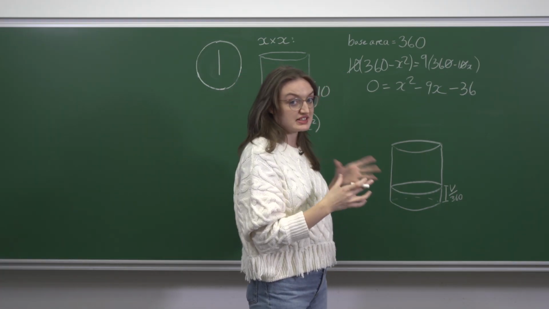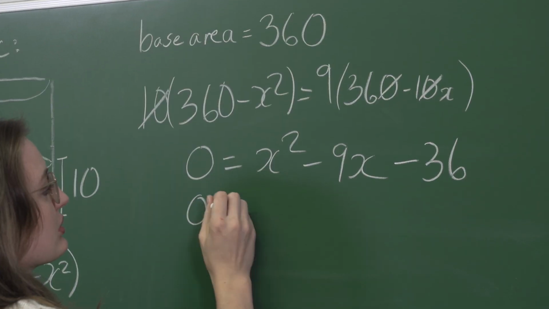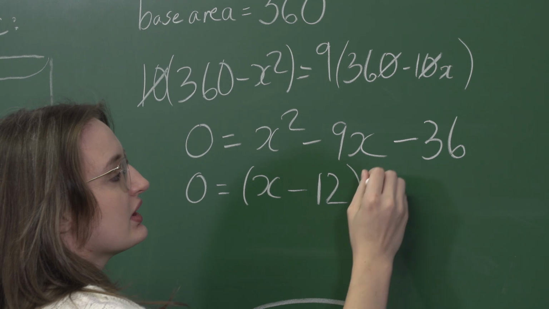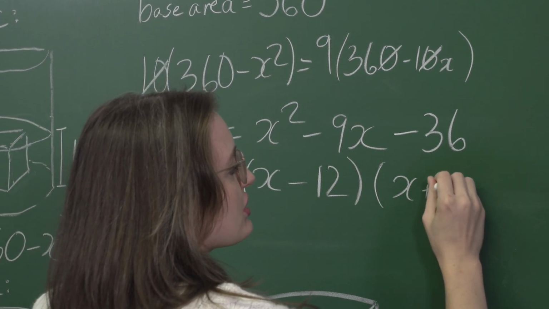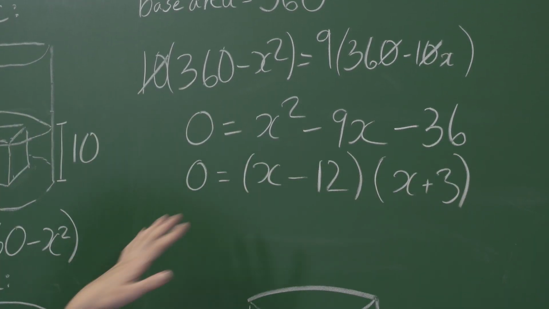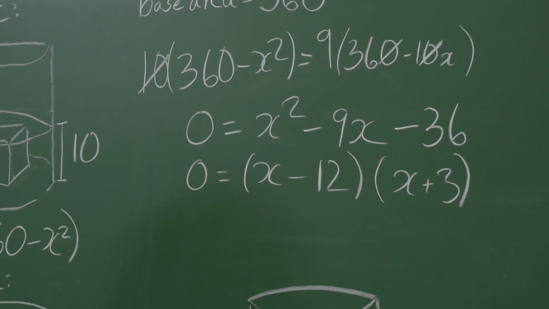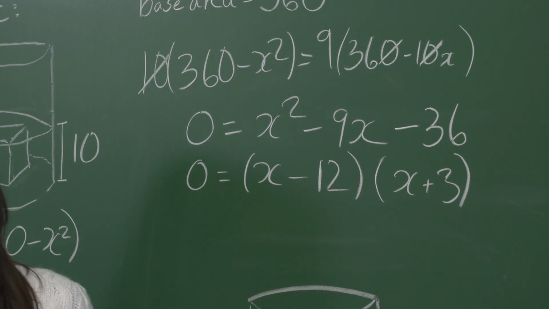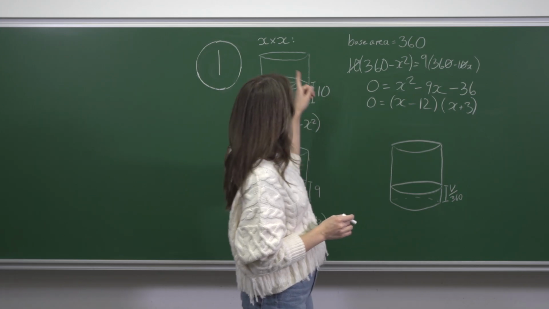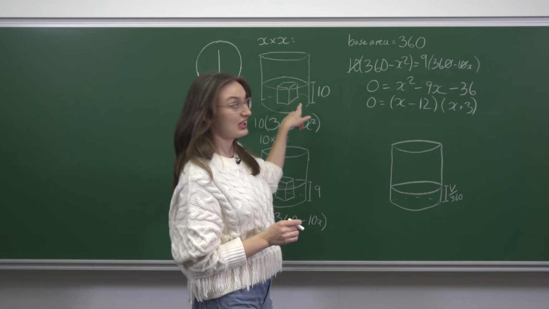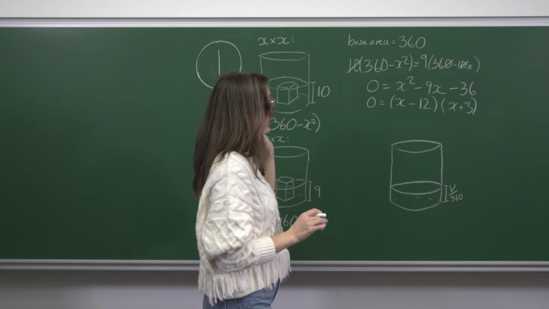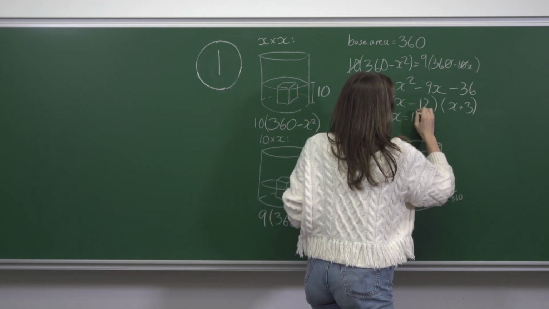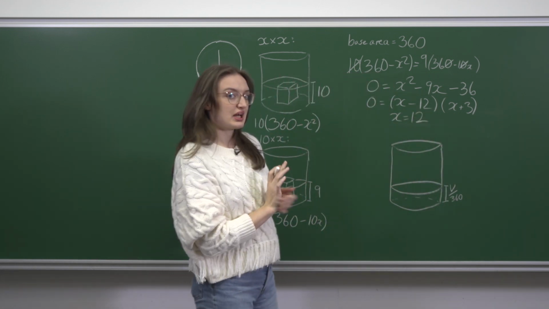I can now factorize this quadratic to give that 0 is x minus 12 times x plus 3. Since one of these factors must be 0, this tells us that x is either equal to 12 or equal to minus 3. Now, x was the length of the side of a cube. In particular, it can't be negative. So the only option is that x equals 12. Great, we're working with one less variable now.